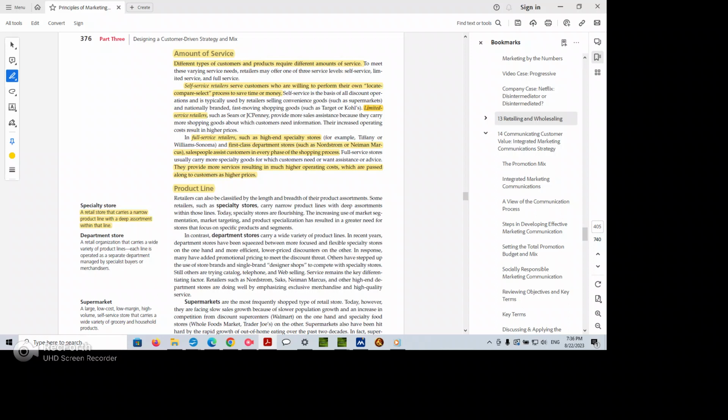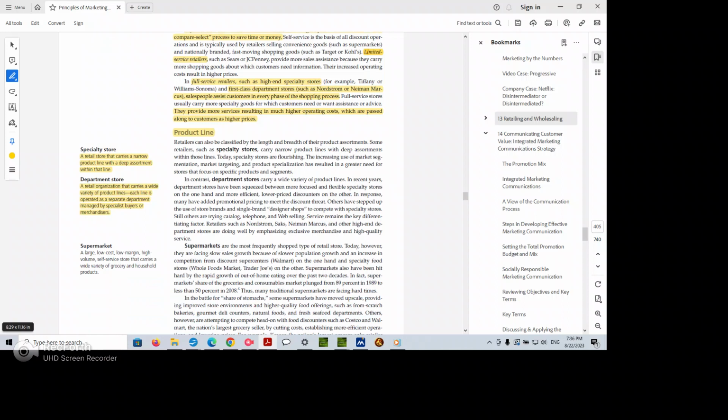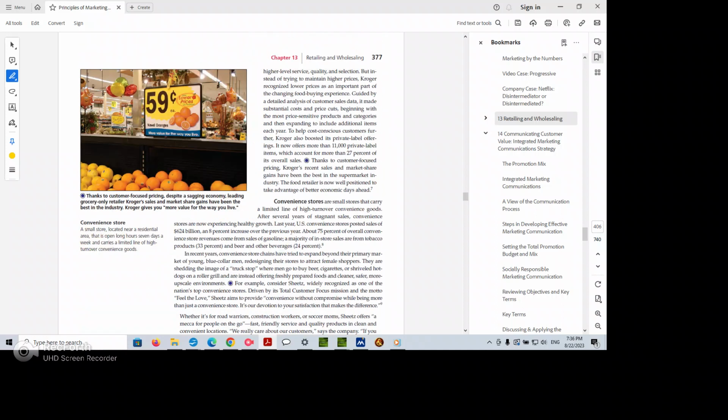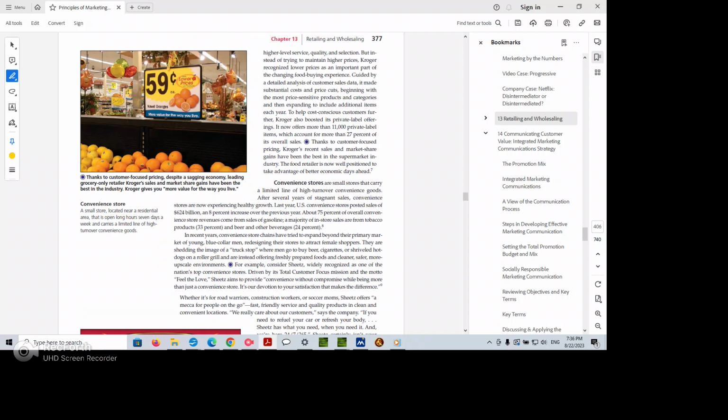Now, the second one is department stores. Remember that department stores are a retail organization that carries a wide variety of product lines. Each line is operated as a separate department managed by specialists, buyers, or merchandisers. As far as a supermarket, it's a large, low-cost, low-margin, high-volume, self-service store, okay, that carries a wide variety of grocery and household products. Probably familiar with most of this stuff, but as we subdivide up retailers, there's different types. Okay.